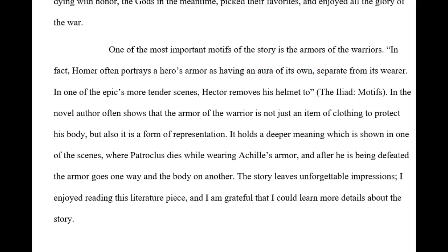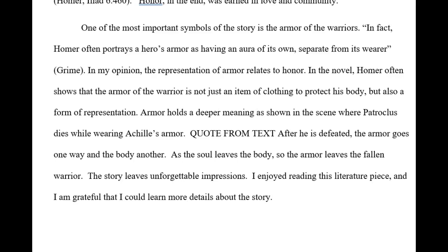Let's look at the fix. Okay, here is the fix for this, and I'm going to just show you where I would add content. One of the most important symbols of the story is the armor of the warriors. In fact, Homer often portrays a hero's armor as having an aura of its own separate from its wearer. And that's from an article, not from SparkNotes, but from an article. In my opinion, the representation of armor relates to honor.